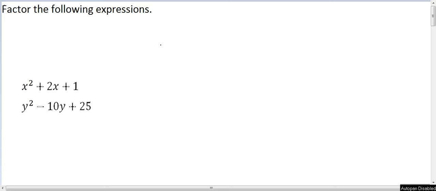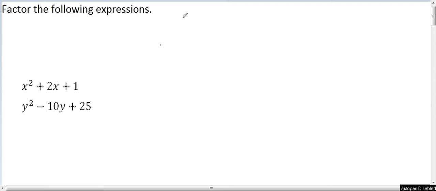Much like how we factor the difference of perfect squares using the formula a plus b multiplied by a minus b is equal to a squared minus b squared in the previous video, we can factor a squared plus b squared plus 2ab into a plus b squared and factor a squared plus b squared minus 2ab into a minus b squared. Let's take a look at the examples. We need to factor the following expressions.